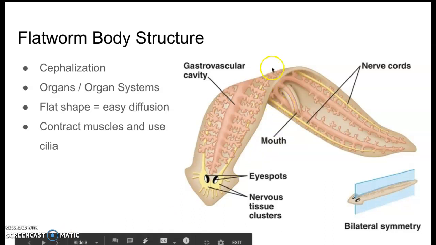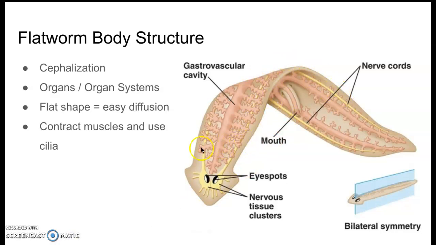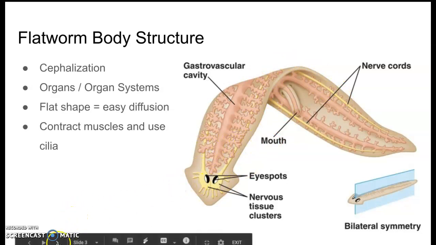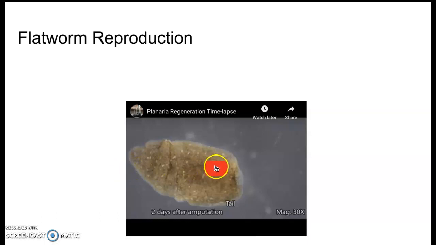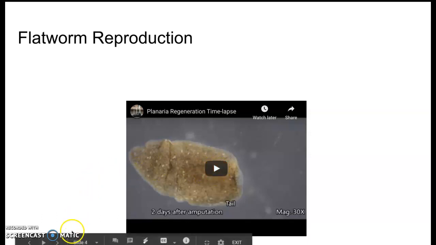They also have cilia around them, and they contract their muscles to be able to move and wiggle, and we're going to talk about how that happens. They're mostly aquatic, so these are found mostly in water, and many of them are parasites. And here is an example of the bilateral symmetry. I split this and I get two even parts, but if I were to split the flatworm like this, I would get different sides. Okay, we're going to watch this video on flatworm reproduction.